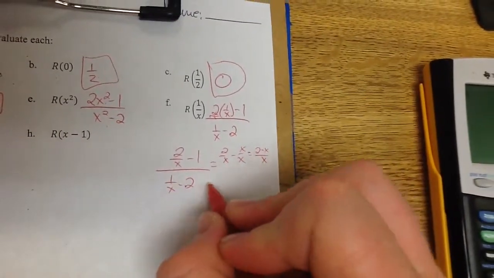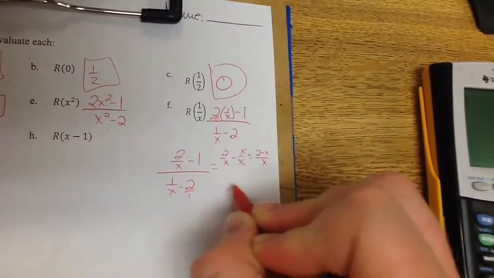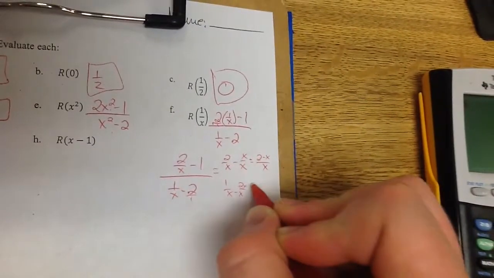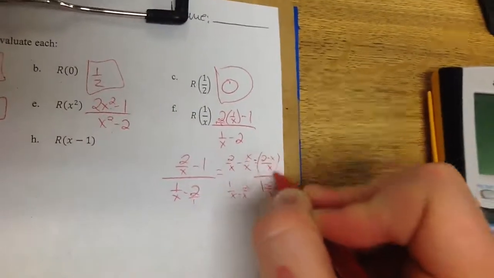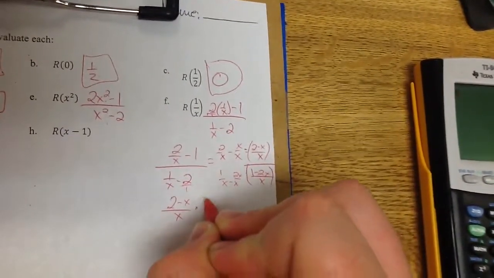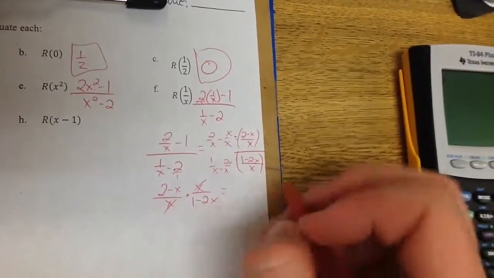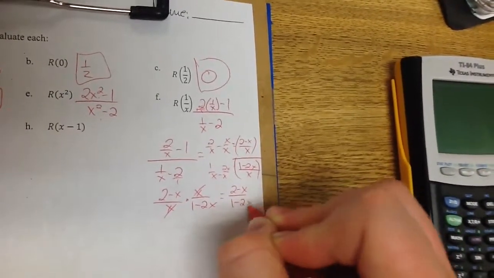And on this one, the common denominator is again x. On top of that one, you have a 1. On top of that one, you have 2x. So it's 1 minus 2x over x. So you have that over that. Flip and multiply: 2 minus x over x times x over 1 minus 2x. The x's are gone. And I get that ugly looking thing, 2 minus x over 1 minus 2x.